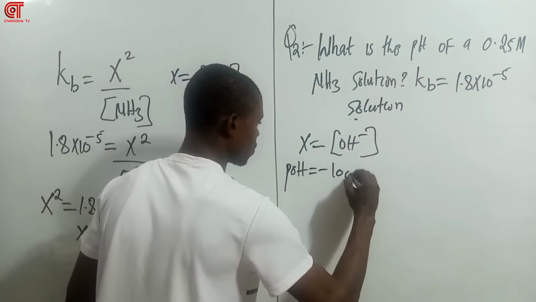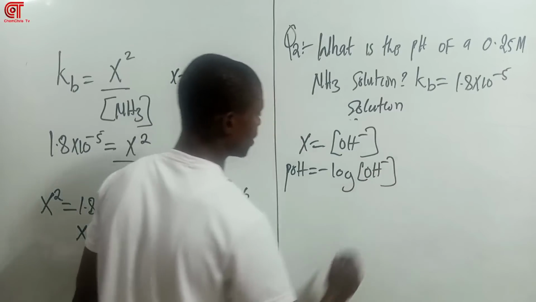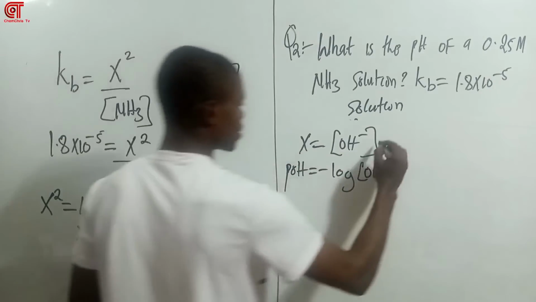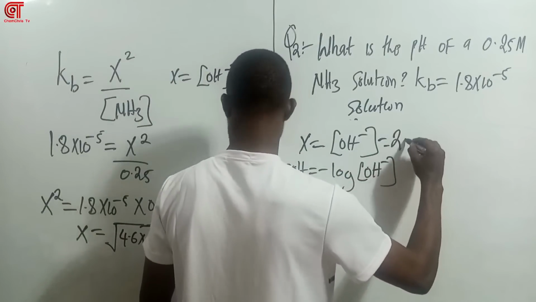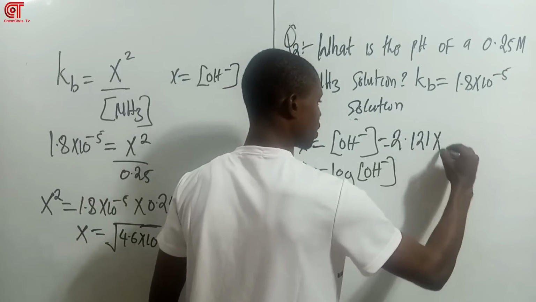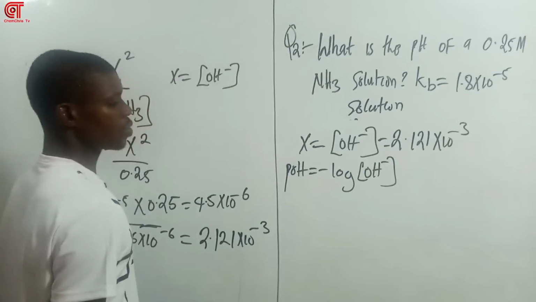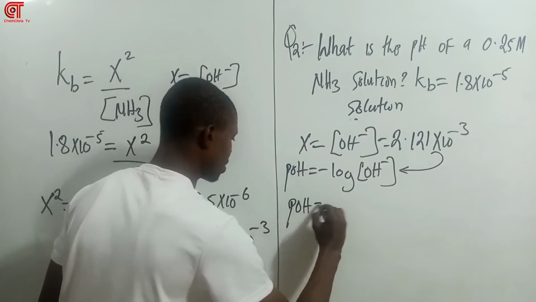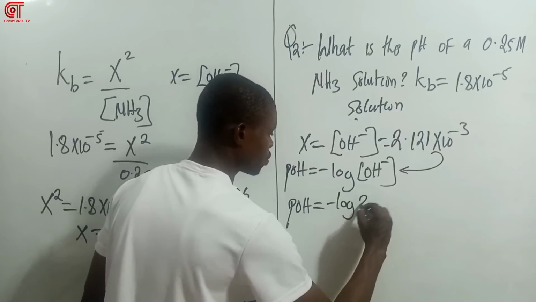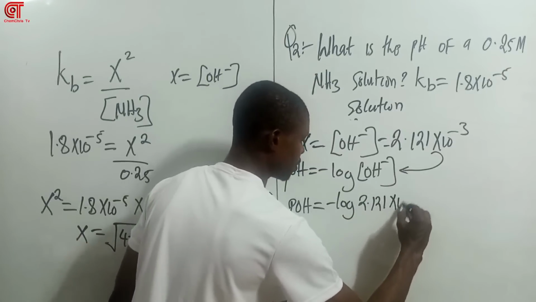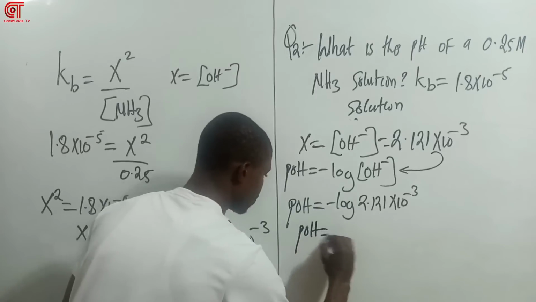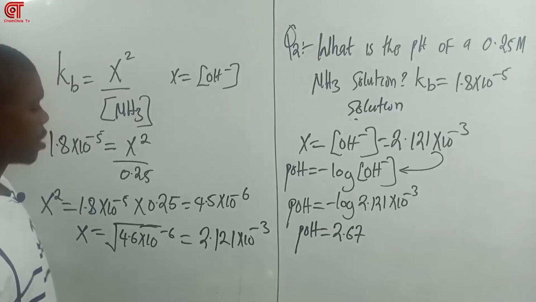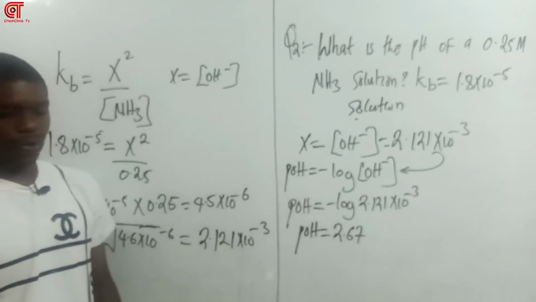pOH equals minus log OH minus, right? So I want to input some here. S equals this one, and this equals 2.121 exponential minus 3. So what I want to do here is to input your value. If you input your value here, we have pOH equals minus log 2.121 exponential minus 2. pOH equals 2.67. Of course, this is now pOH.